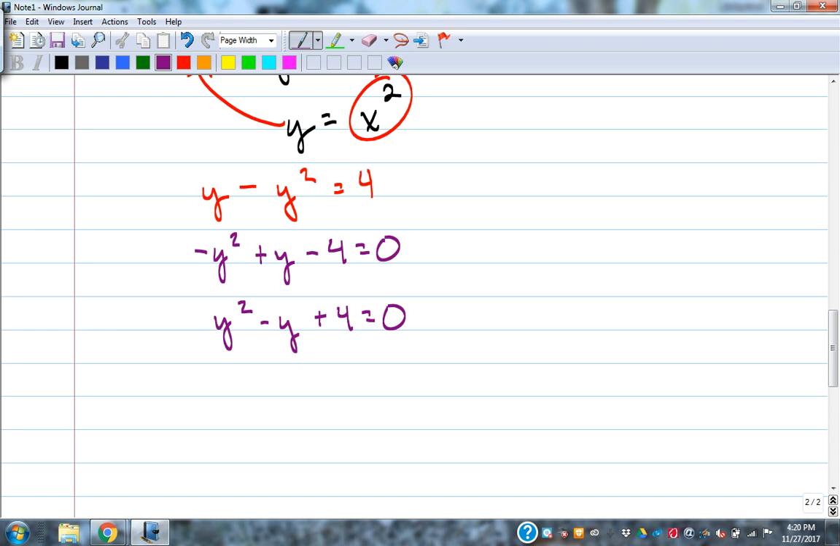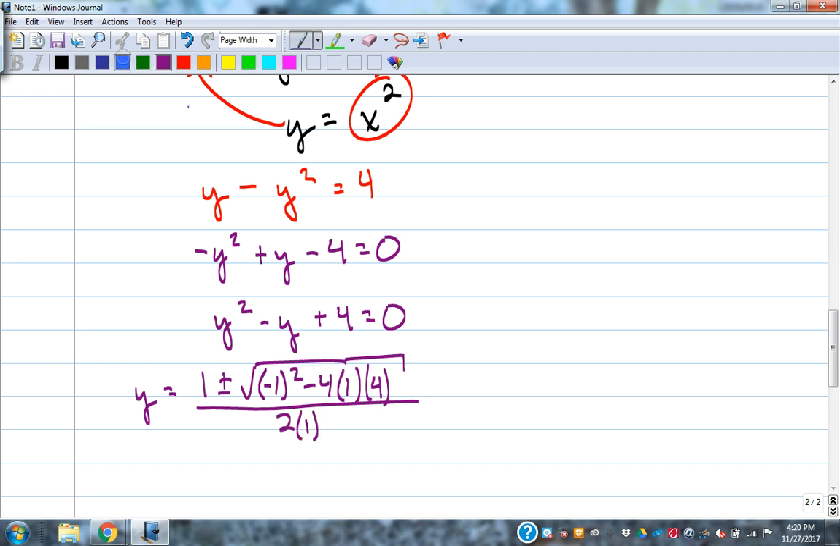And then solve it. So if I use my quadratic formula there, it's y equals this time negative b plus or minus the square root of b squared minus 4 times a times c over 2 times a. That's going to be 1 plus or minus the square root. That's 1 minus 16. 1 minus 16 is negative 15. What kind of solutions? Yeah, complex with imaginary in there.